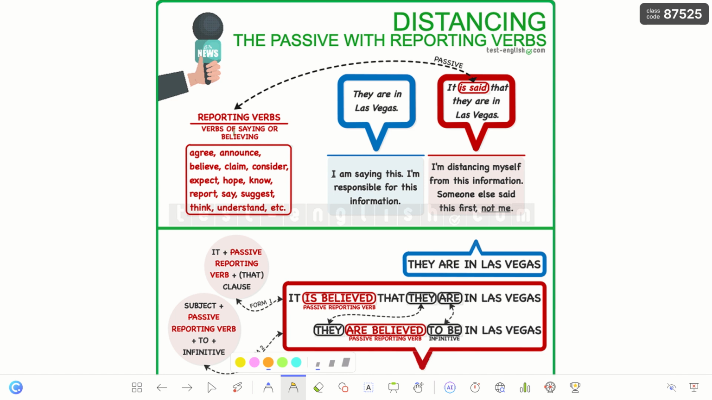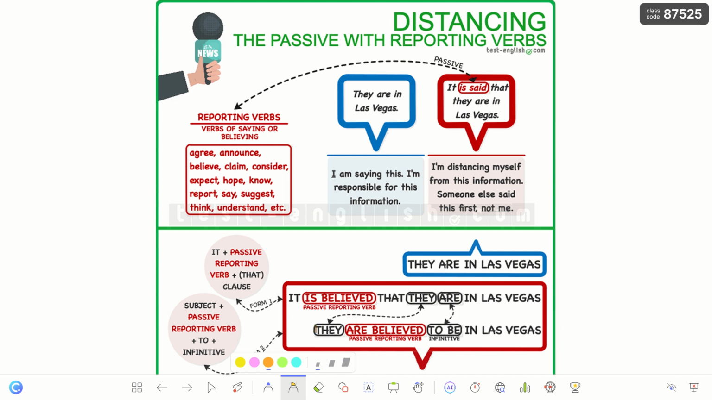All these are called reporting verbs. We use these reporting verbs in passive to introduce what? To introduce reported speech sentences. I have two ways to make this sentence in passive. I either say "it's believed that", and I just continue the sentence the same, that they are in Las Vegas.